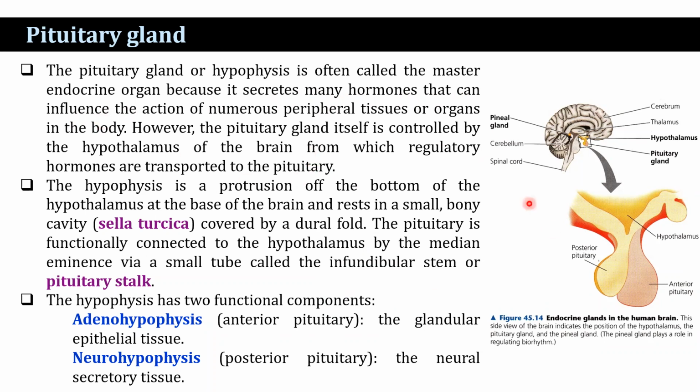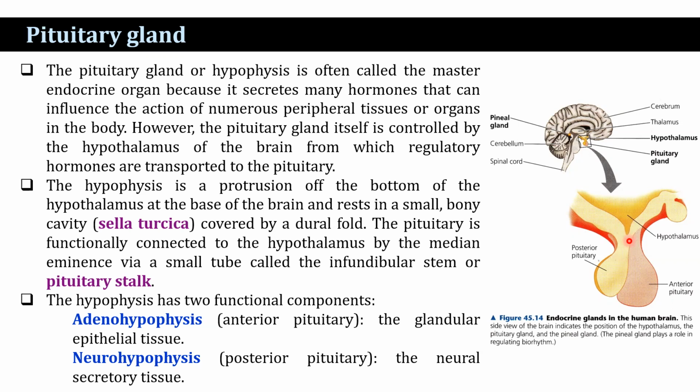However, the pituitary gland itself is controlled by the hypothalamus of the brain, from which regulatory hormones are transported to the pituitary. The hypophysis is a protrusion of the bottom of the hypothalamus at the base of the brain and rests in a small bony cavity known as the sella turcica, that is covered by a dural fold. The pituitary is functionally connected to the hypothalamus by the median eminence via a small tube called the infundibular stem, or the pituitary stalk.